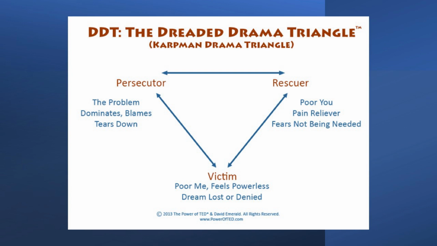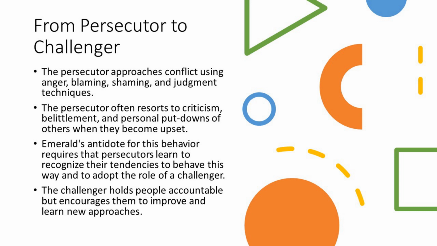The 3 points of the drama triangle include a persecutor, a rescuer, and a victim. The persecutor approaches conflict using anger, blaming, shaming, and judgment techniques. The persecutor often resorts to criticism, belittlement, and personal put-downs of others when they become upset. Emerald's antidote for this behavior requires that persecutors learn to recognize their tendencies to behave this way and to adopt the role of a challenger instead.